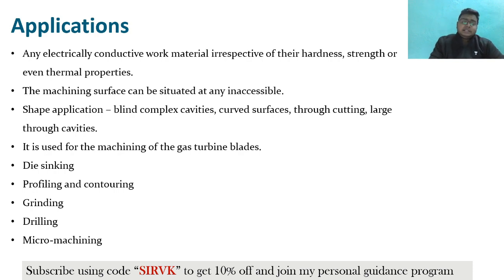Where are we applying these things? Where do we basically use the ECM process? We use this process for any electrically conductive work material. If we get any electrically conductive work material, we will definitely use this process with our eyes closed, irrespective of its hardness, strength, or even its thermal properties. Next, the machining surface can be situated at any inaccessible part.